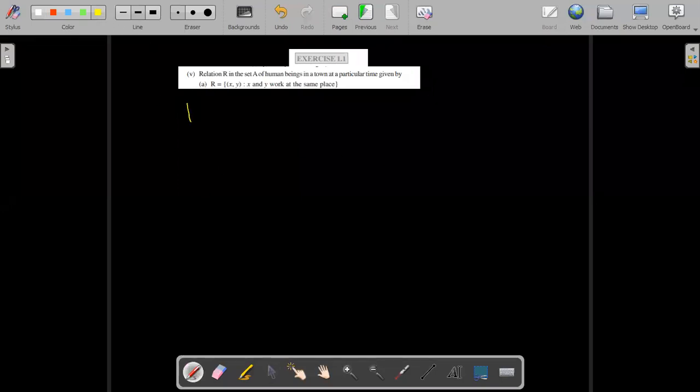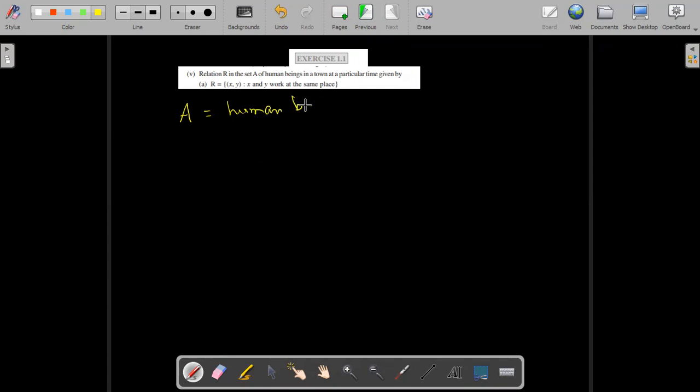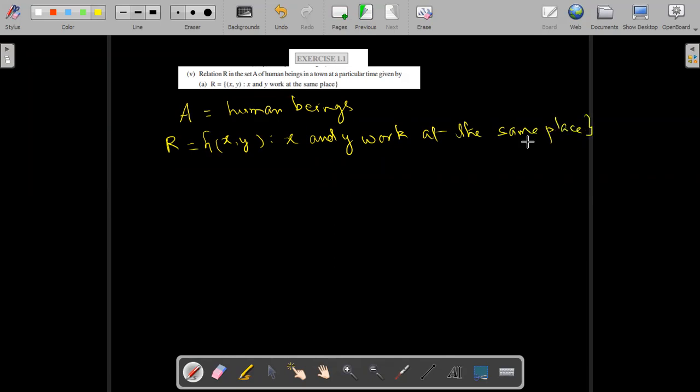R is the relation on the set A. A is the set of human beings, means all human beings are here in the set A, and R is a relation (X, Y) such that X and Y work at the same place. This type of questions are also coming.